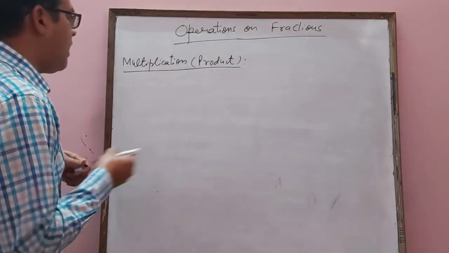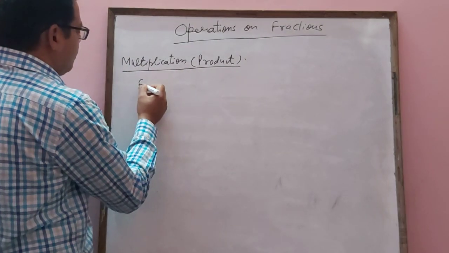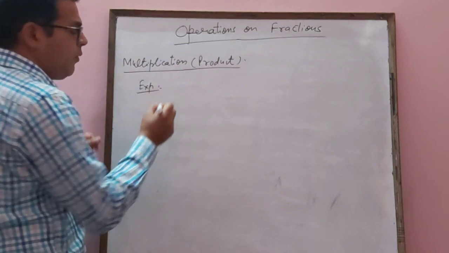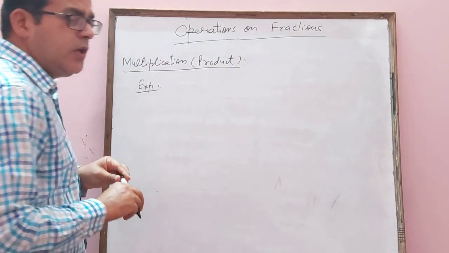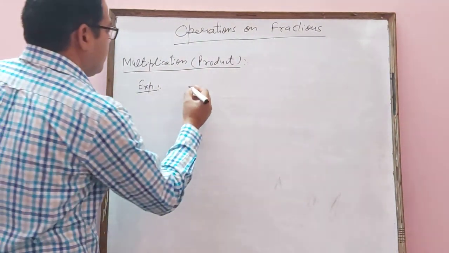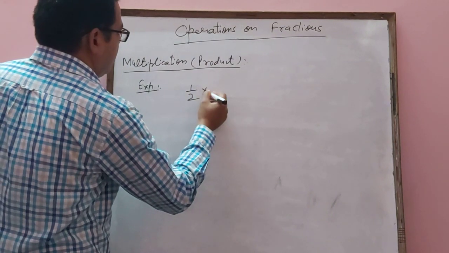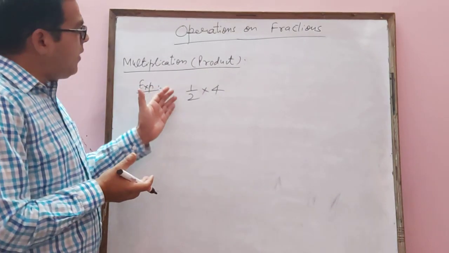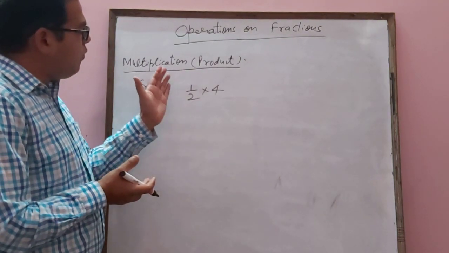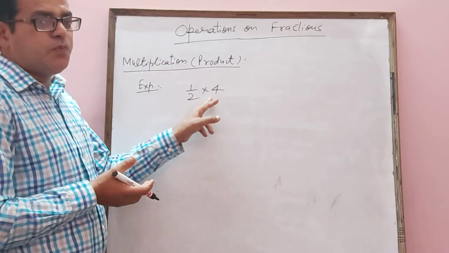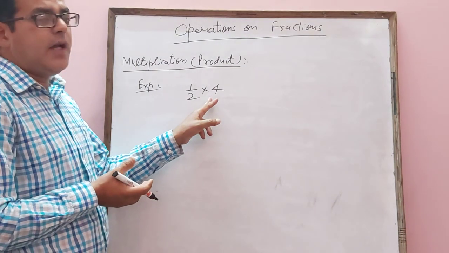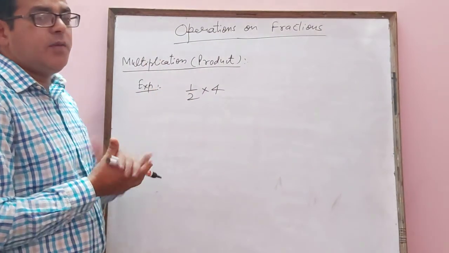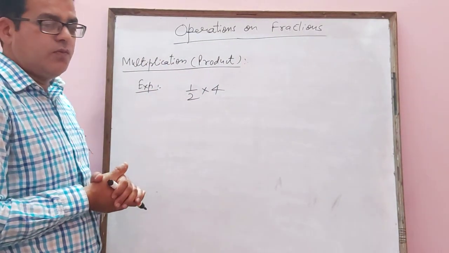Let me take an example. Through an example, I will explain to you how to multiply fractions. 1 by 2, we want to multiply 1 by 2 with 4. This 4 is a whole number, right? And we want to multiply it with 1 by 2.